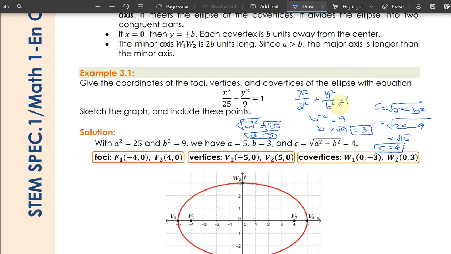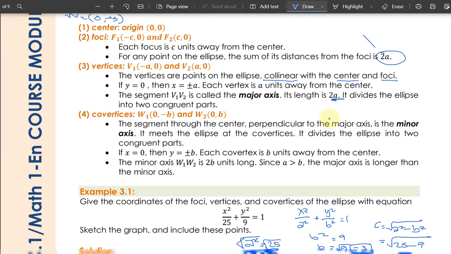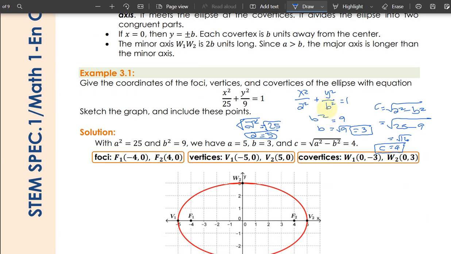So that is our answer, so we have the same answer. After that, we have finished the first part, the coordinates of the foci, vertices and co-vertices. Next is to sketch the graph.